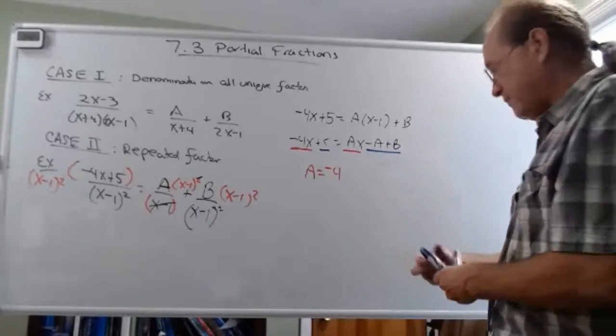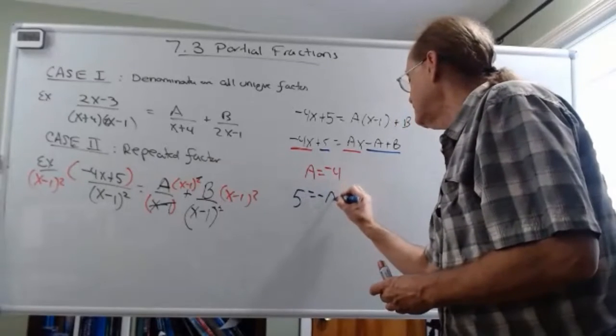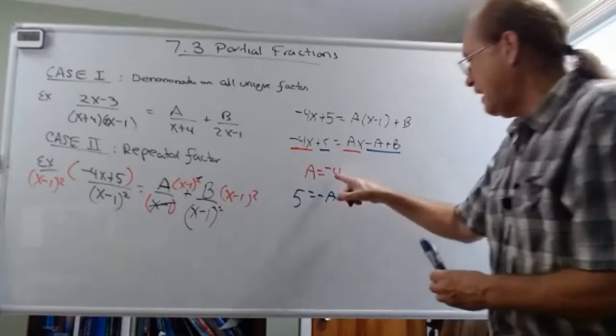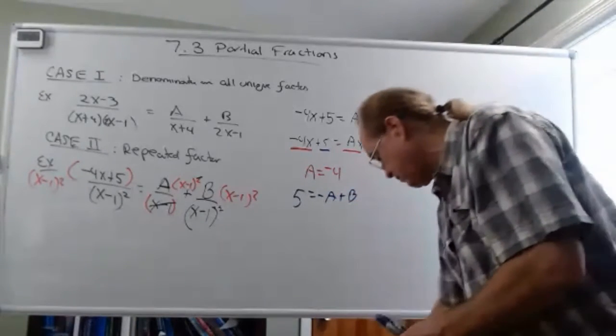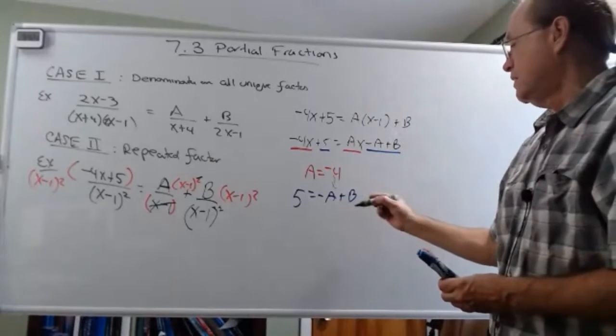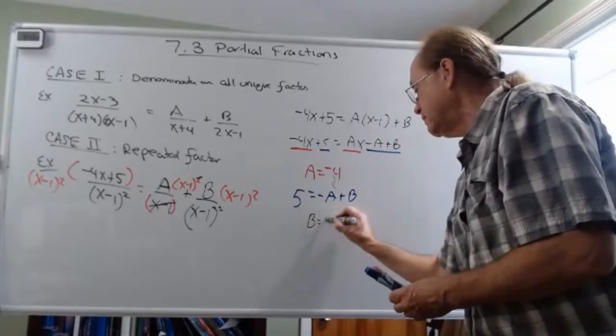And then what do we have? Well, we have the second equation, which says that 5 has to be equal to negative a plus b. Well, we just found that a is equal to negative 4, so I can use that in here. So that gives me a positive 4. So that tells me then that b is simply equal to 1.